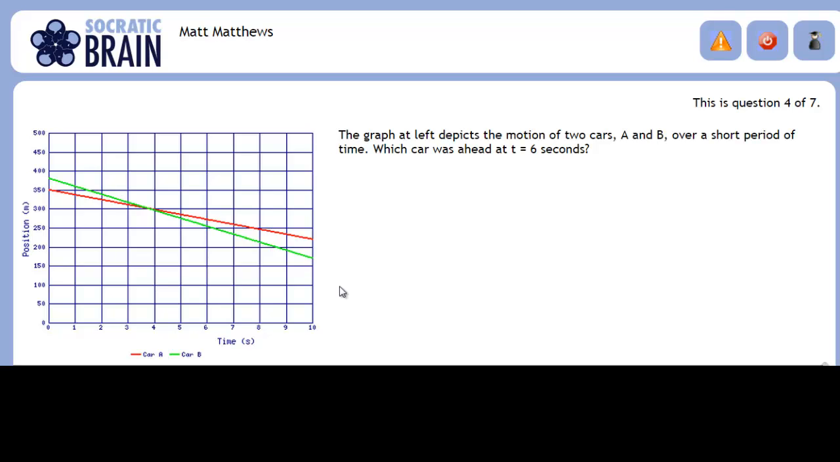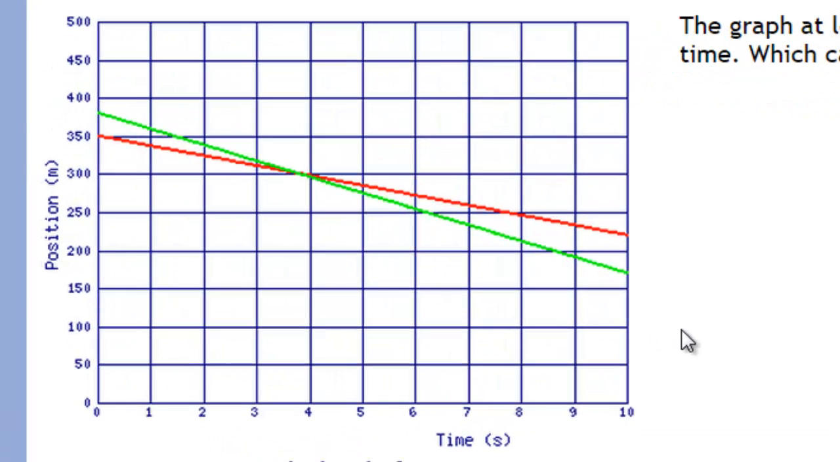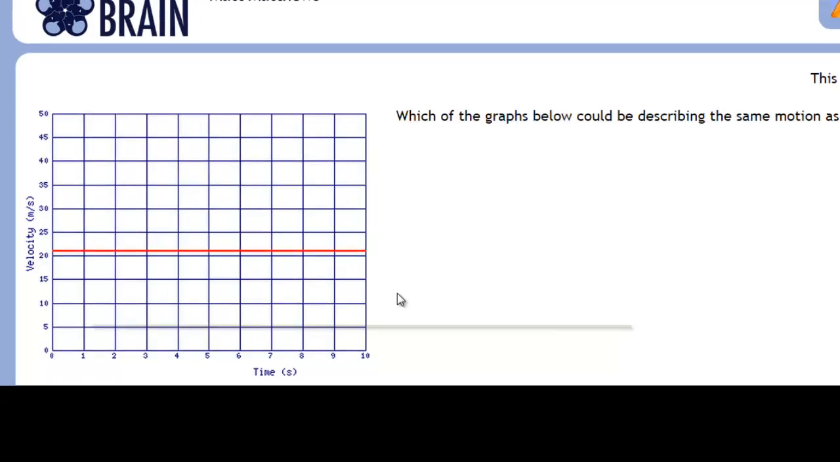We want to know which car is ahead, so we need to know where the finish line is. Since they're moving in a negative direction, let's place the finish line here at 100 meters. Now, at t equals 6 seconds, who is closer to the finish line? I'd say car B.